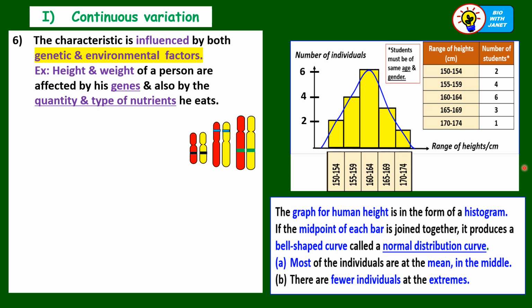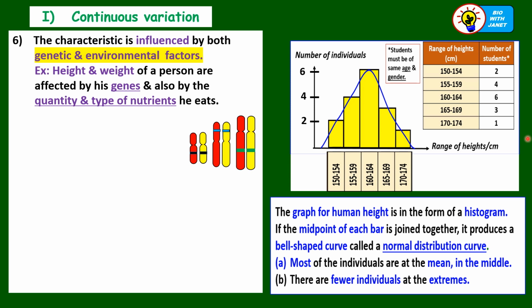Now, another example is skin color. So why is skin color considered to be continuous variation? Because skin color is affected by environmental factors. And what is that? Yes, it's affected by the time of exposure to sunlight. So if a person is exposed for more hours in the sun each day, then his skin will turn darker. So because skin color is affected by environmental factors, it is categorized as a continuous variation.